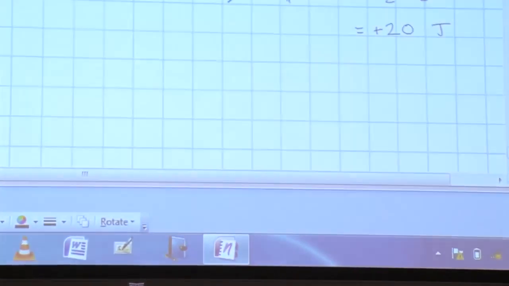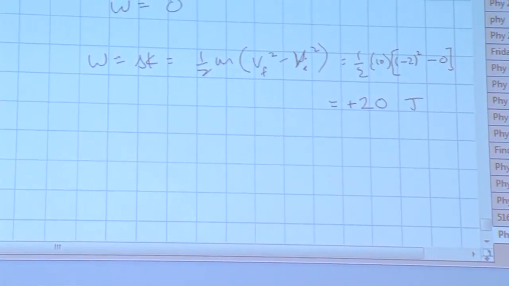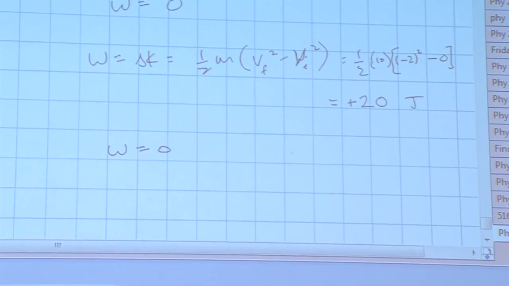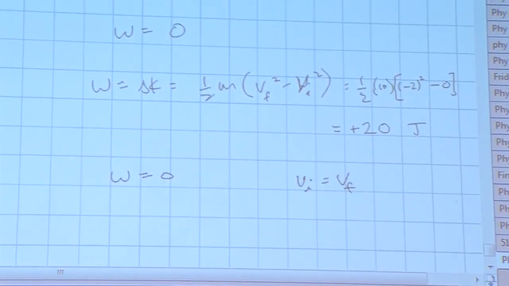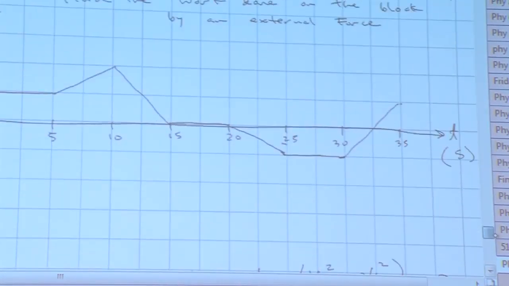Between 25 and 30 seconds. 0 work done. Right? Because V initial equals V final, right? 30 to 35 seconds. 0.